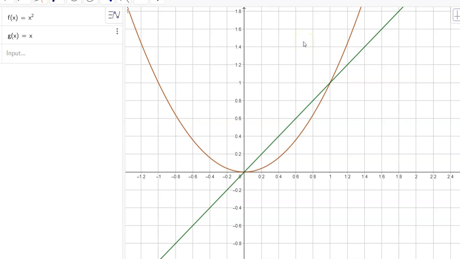But again, we need to keep in mind that graphically only gives us estimates, not exact solutions in general. So if we want to have exact solutions, we should do it algebraically. But it's important to be able to handle both situations, both graphic and algebraic.